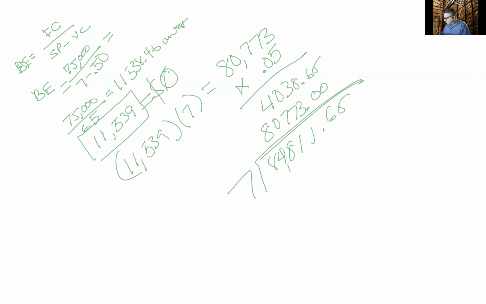Divide this by $7 again. Why are we dividing it by 7? Because on number 2, they say, how many units do you need to sell? These units are $7 apiece. If I divide that by 7, my answer becomes 12,115.95, so we're going to round that up to 12,116 units to make 5%.